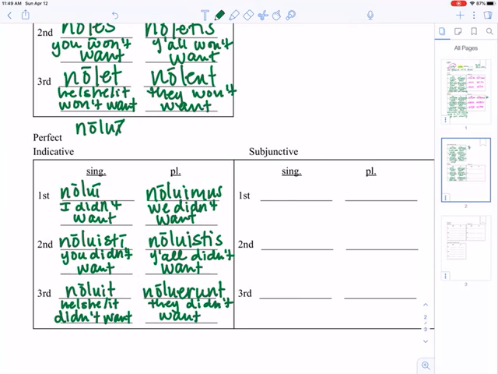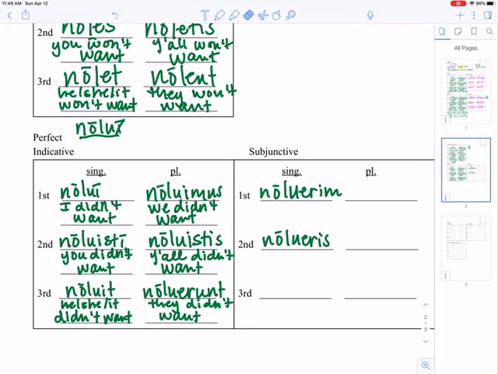Okay? Now, on the subjunctive, we're still taking, for perfect, we're still going to take Nolu. Okay? It is still our stem. But now we're adding those erim, eris, erit, erimus, eritis, erint. So we'll have Nolu erim. Nolu eris.